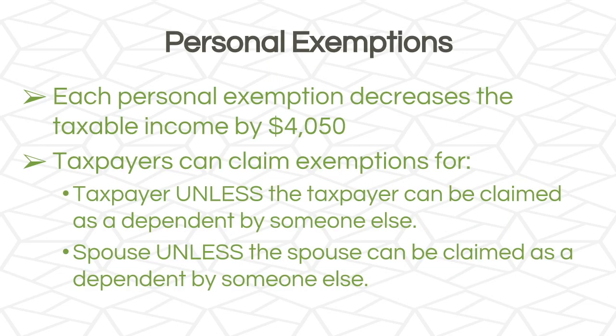So for personal exemptions, each personal exemption will decrease taxable income by $4,050. That amount will actually not change from 2016 to 2017. It remains the same for both personal and dependency exemptions. Taxpayers can claim exemptions for themselves unless they can be claimed as a dependent by someone else. And they can claim a personal exemption for their spouse unless their spouse can be claimed as a dependent by someone else.